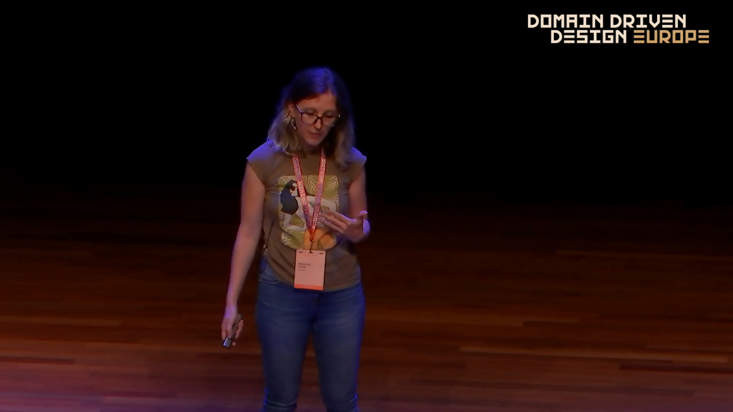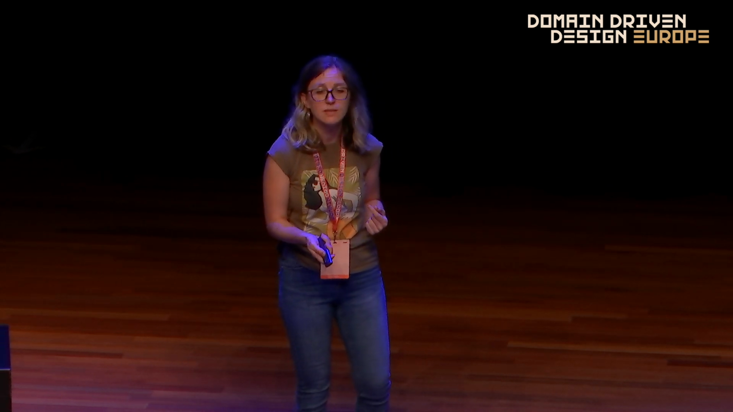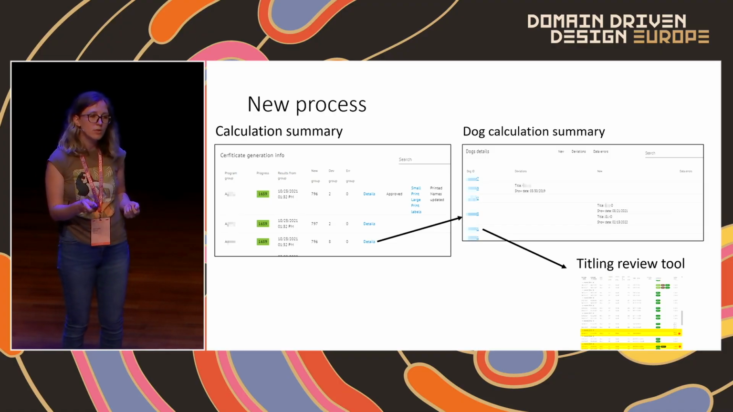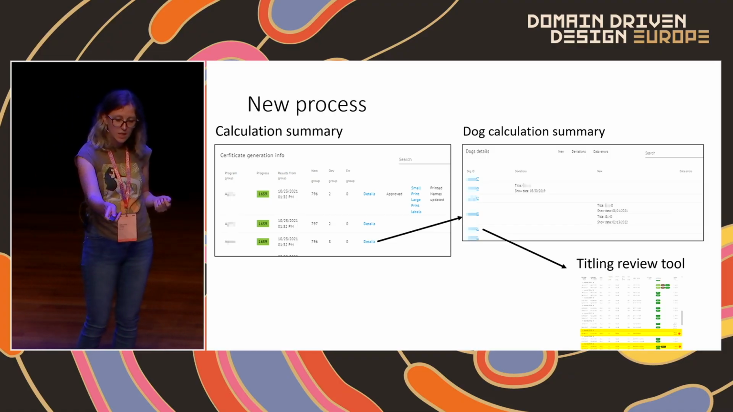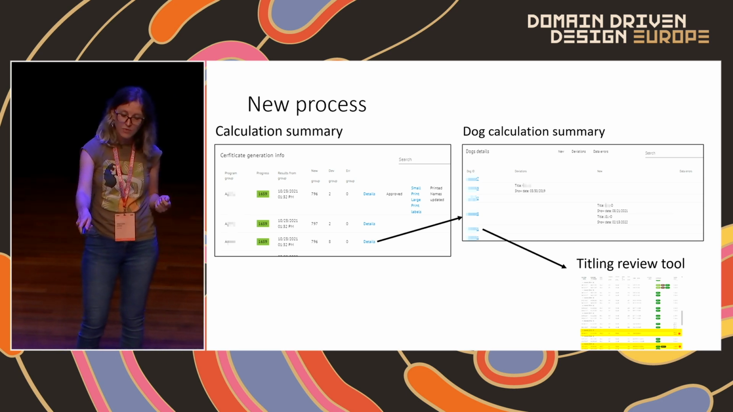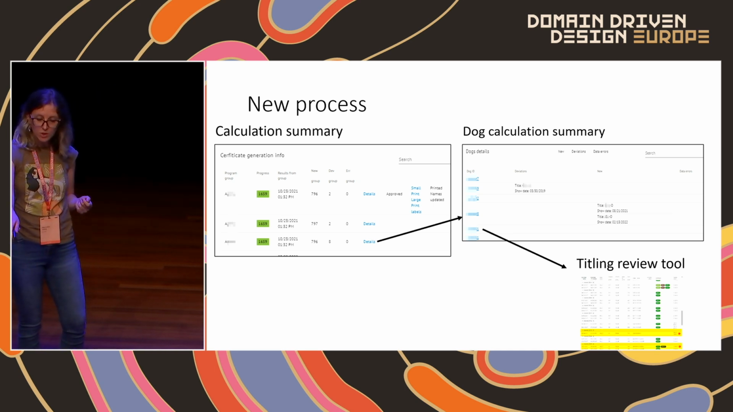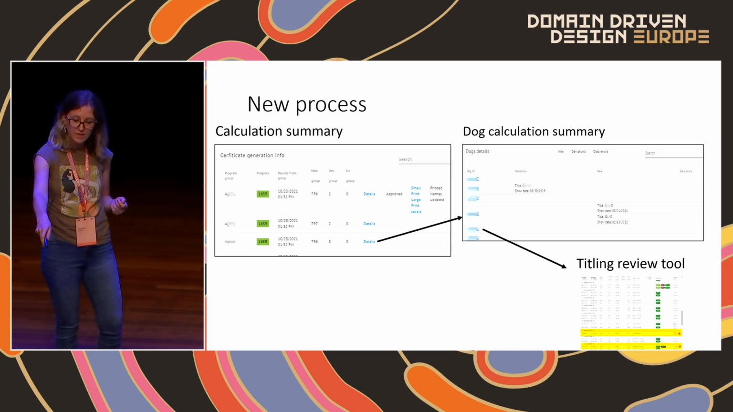And we came up with a solution. We introduced an additional step in the process. So you could rerun calculation on the same subset of data, and you can see in the calculation summary, we run calculation for 1,659 dogs each time. But then the number of dogs with new titles and with deviations or missing titles is changing.